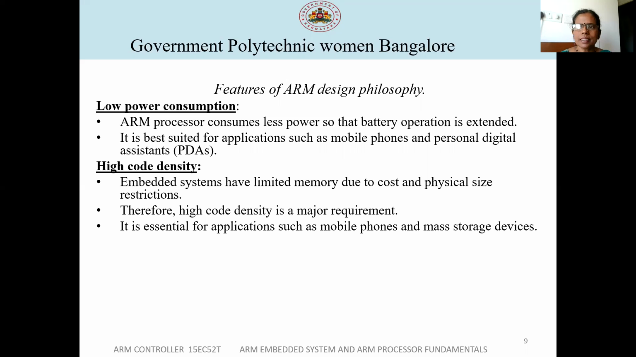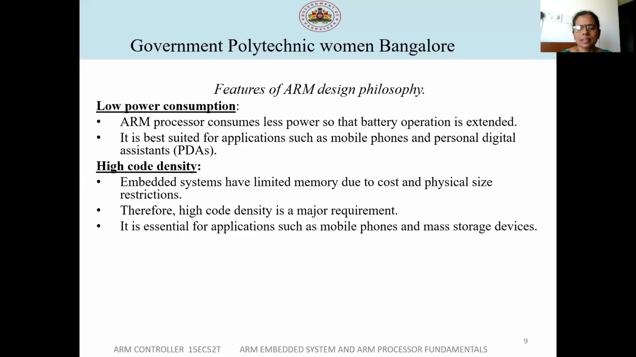The second feature is high code density. What is high code density? In a smaller area, we can write more code, that is, program. It is called high code density. Embedded systems have limited memory due to cost and physical restrictions. So the memory size is small because we consider the cost and physical size. Therefore, embedded systems have limited memory, and high code density is the major requirement.